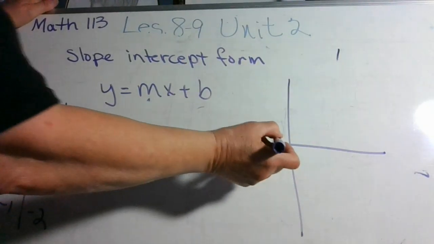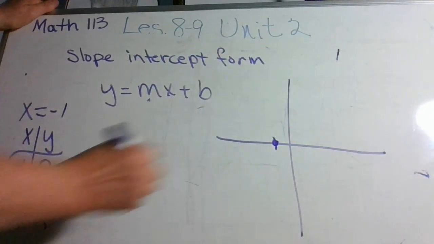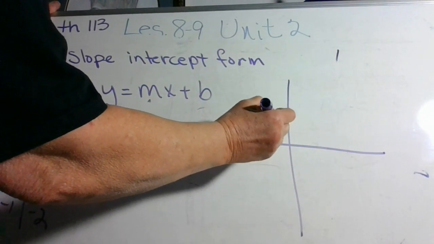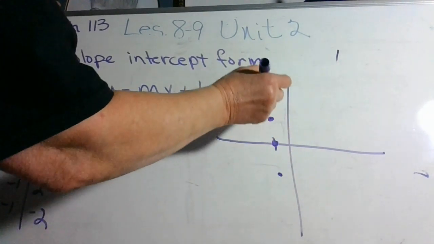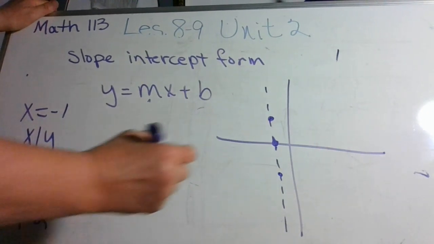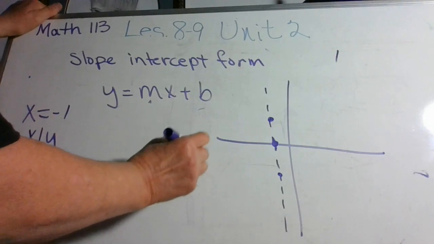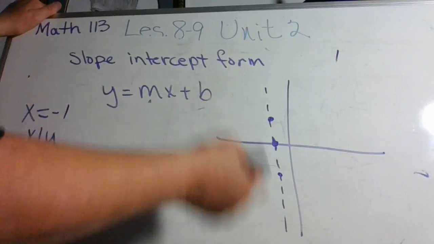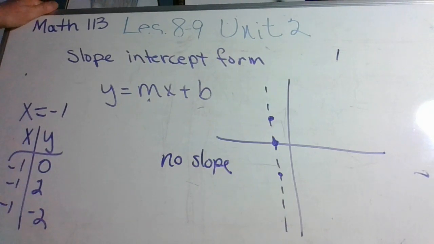Negative 1, 0, right there. Negative 1, 2, right there. Negative 1, negative 2, right there. Well, look at that. It's a vertical line. And remember, a vertical line has no slope because we'd end up with 0 on the bottom. Okay, and then we've got one more, example 5.